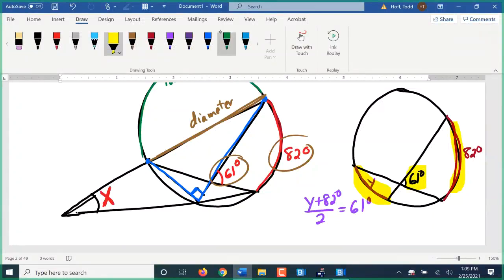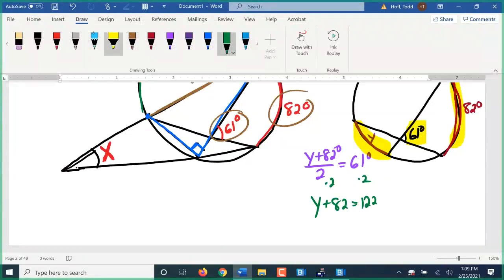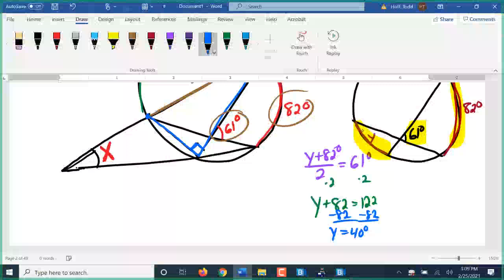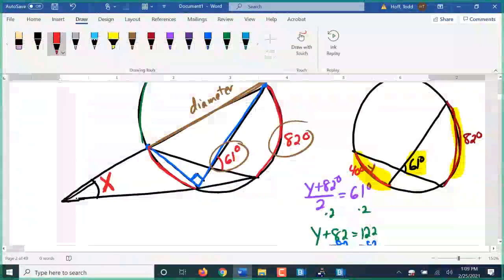So I'll solve that by multiplying by 2 on both sides. Y plus 82 equals 122. We will subtract the 82, get y equals 40. So this is a 40-degree arc. Coming back over here, labeling it, this is a 40-degree arc.